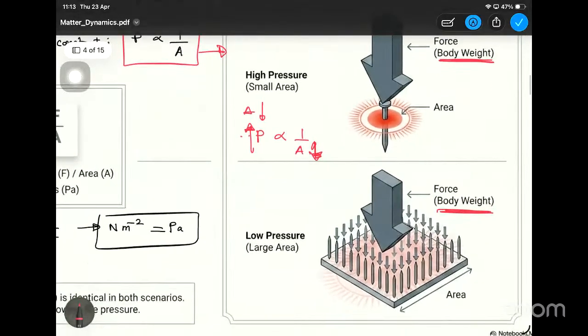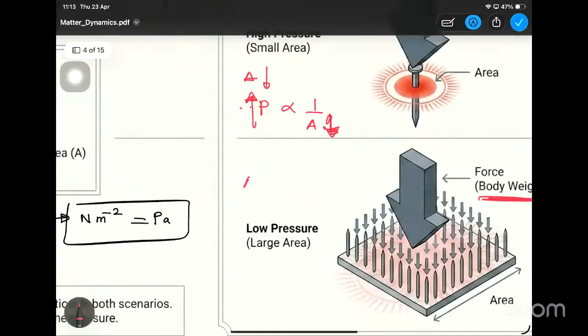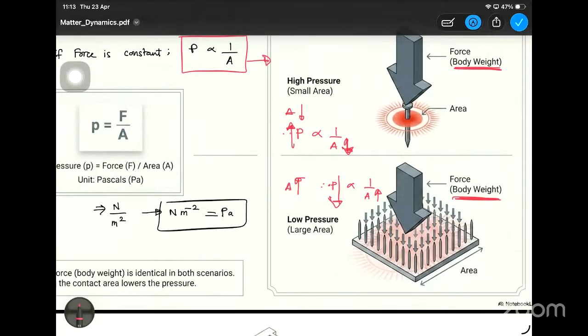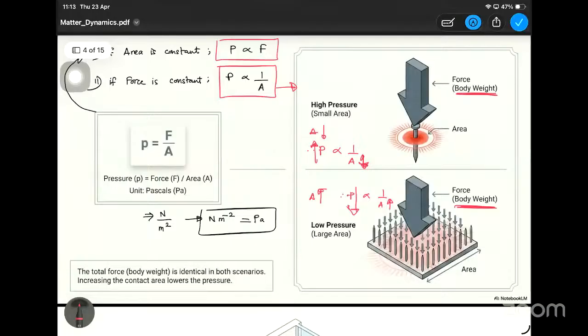And here now you have a huge, large area, right? So what will happen? Now the area is higher, and pressure is inversely proportional to area, so the pressure will decrease, right? A simple connection.